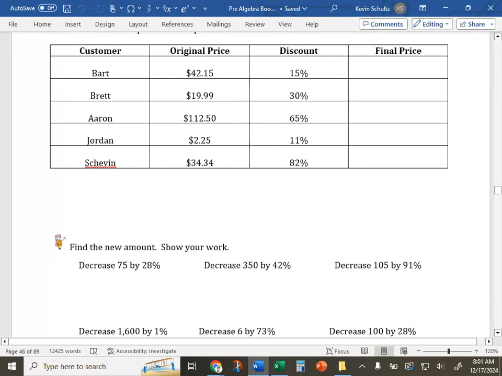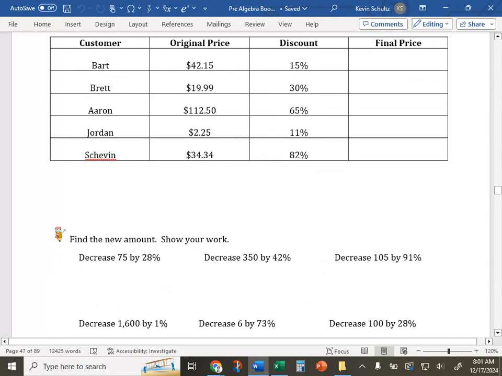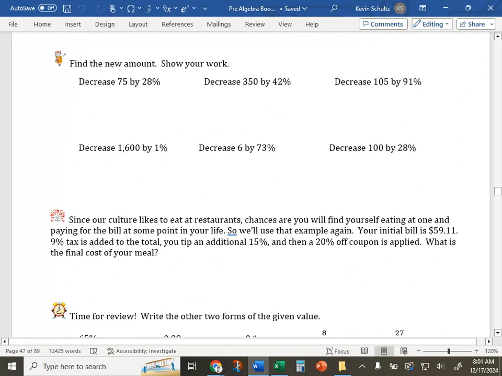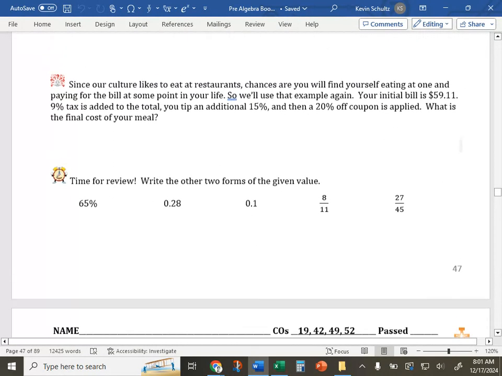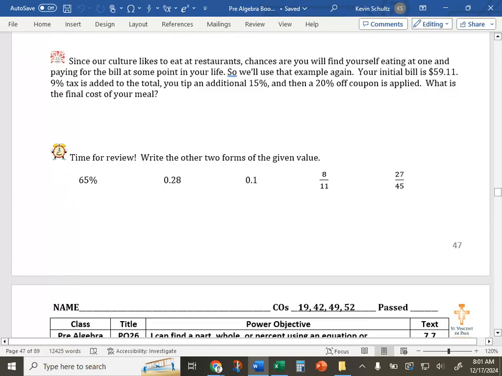Then we have our Packer quarterbacks. This time, original price, and then a discount. Okay, just practice with this. What is the final price? Here, decreasing a total by an amount, very similar to the CO24, right? Same kind of setup here. And then you can skip the word problem just like we did on CO24, and then some review again at the bottom. So, all of this page is due tomorrow.